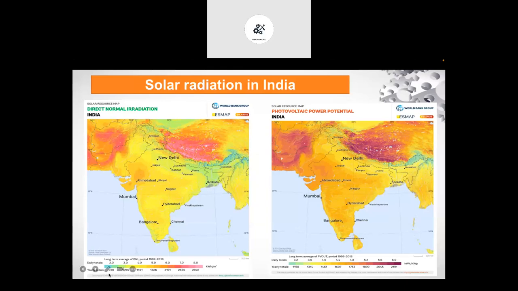Okay, so you can see this particular area, all over India. Generally, this part has an average radiation of around 1462.61 kilowatt hour per meter square. So this is the average radiation received by the Indian subcontinent.